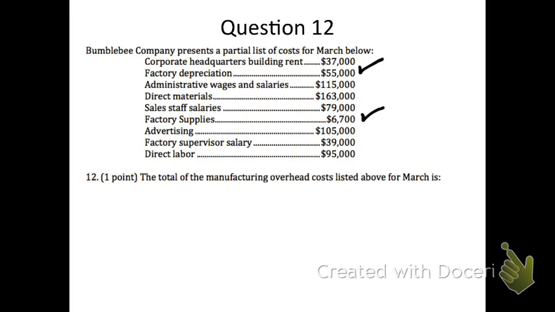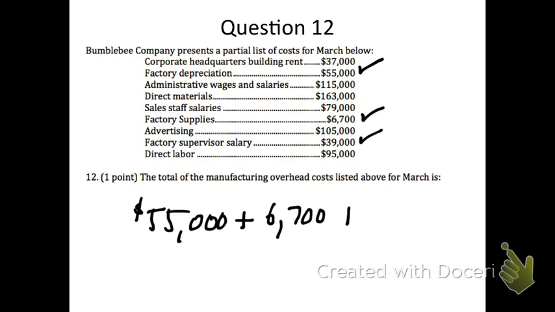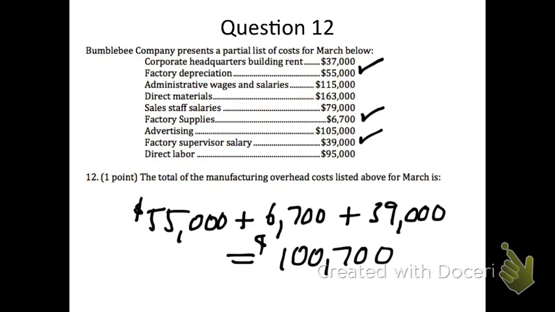That's used in the production of the products. Advertising is a selling cost. Factory supervisor salary is overhead. So the total overhead is the $55,000 plus $6,700 plus $39,000, which all equals $100,700, and actually this is the one answer where it's H, none of the above.